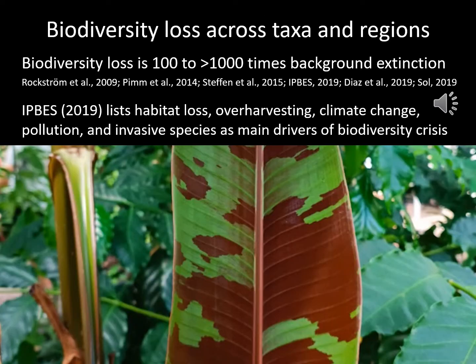The IPBES lists changes in land use, harvesting, climate change, pollution, and invasive species as the most important drivers of biodiversity loss. Now that we better understand this biodiversity challenge of biblical proportions, let us explore how studying economics may help to halt this worrisome trend of extinction.